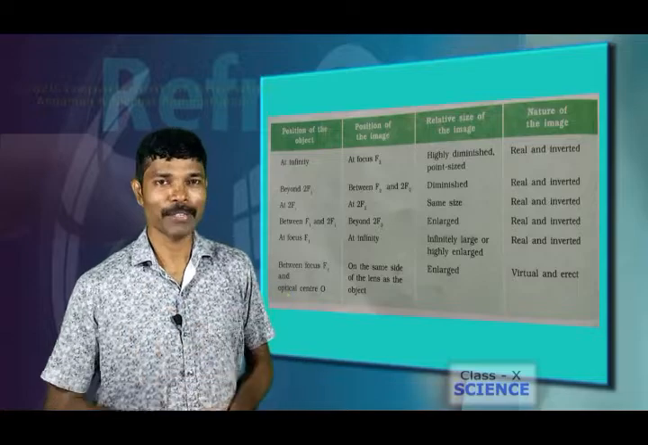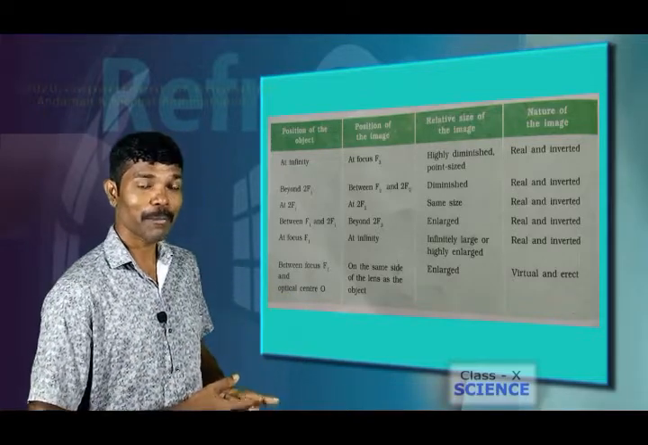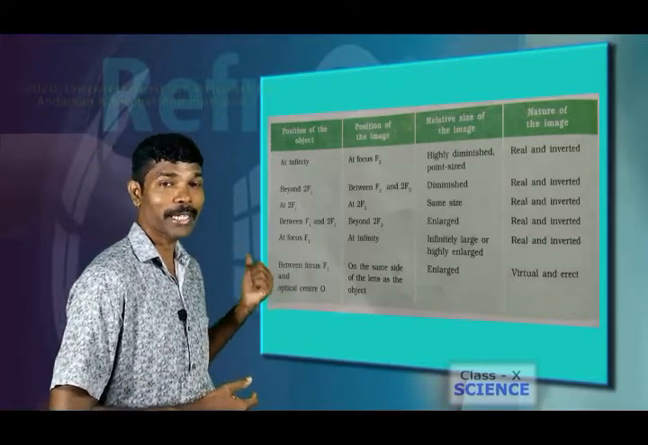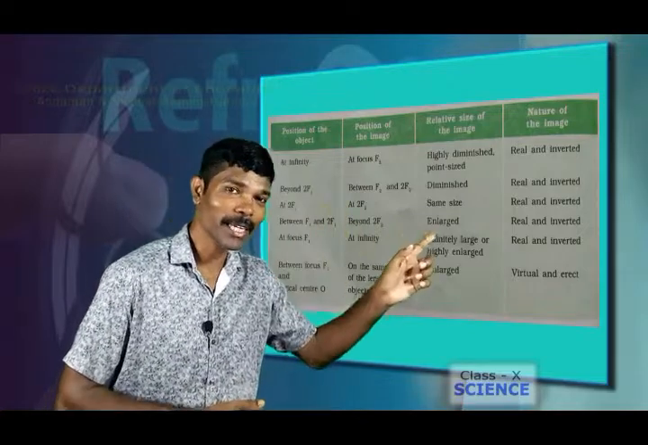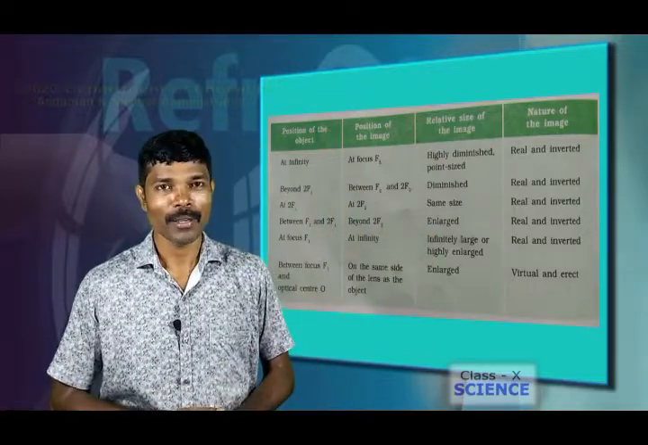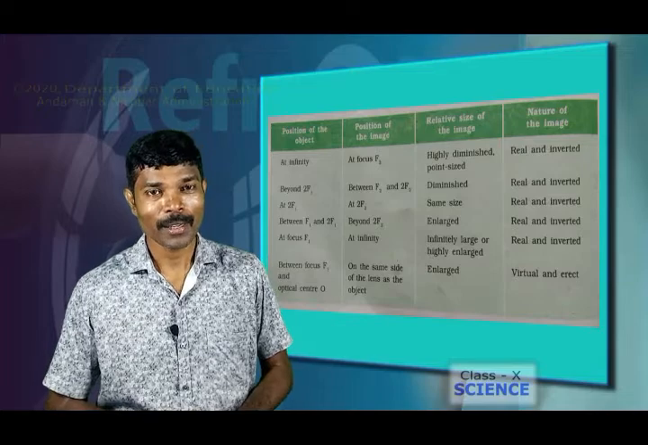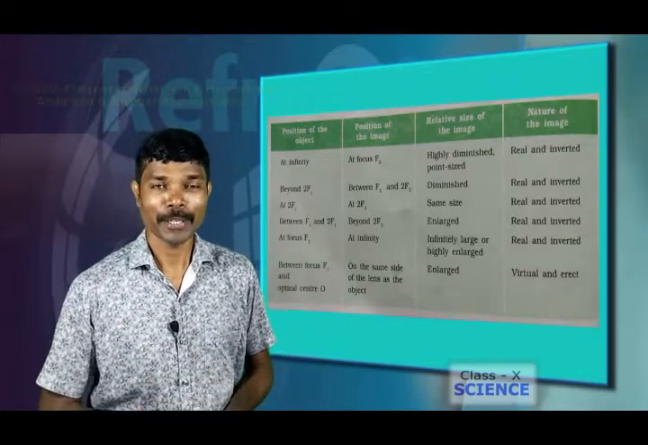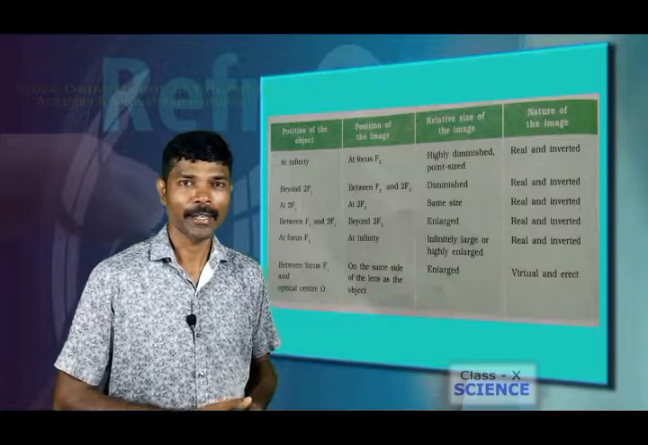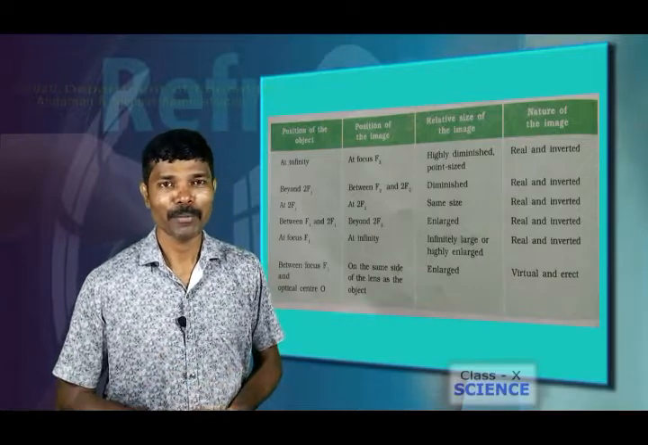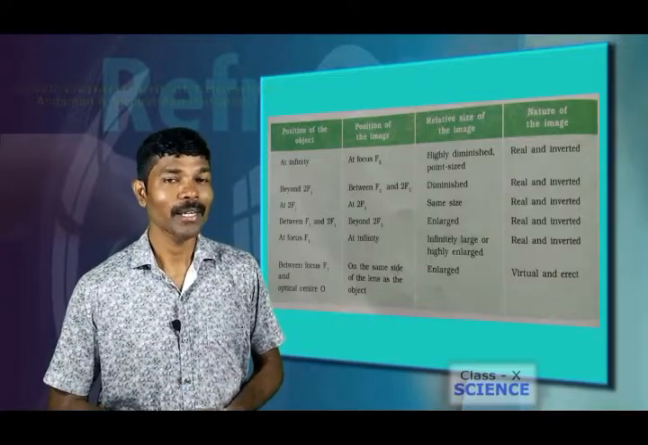Now, vice versa we will see. If the object is kept between the focus and center of curvature, the image will be formed away from the center of curvature on the other side. Here too the image formed will be inverted and real.